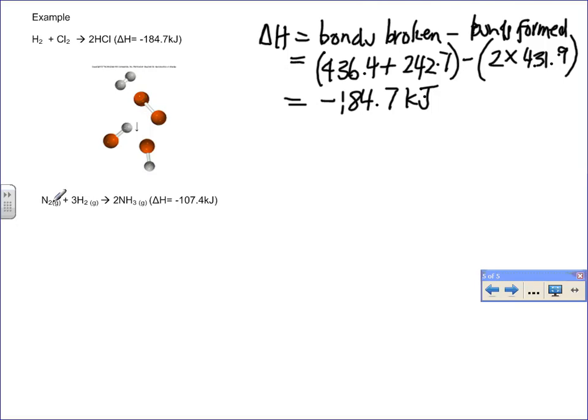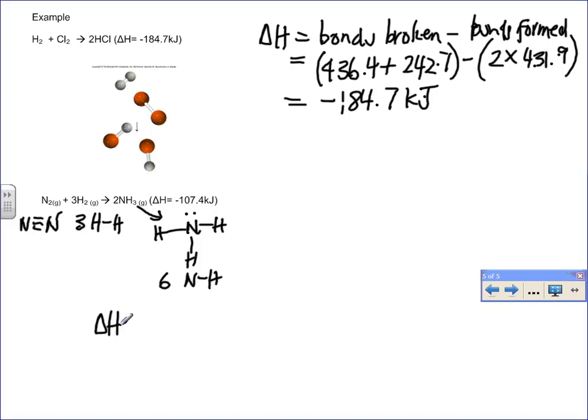For this next one, we've got N2. Like I said, you need to draw the Lewis structure, and if you do, you'll see that it's a triple bond. Then we've got 3 H-H bonds, and those ones are single. In this case, NH3 is ammonia, and this is the Lewis structure for it. When we've got 2 NH3 molecules, we've actually got 6 N-H bonds. So in this, we're breaking the N2 triple bond and three H-H bonds, and we're forming 6 N-H bonds.